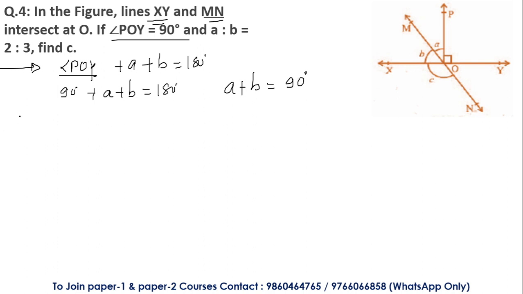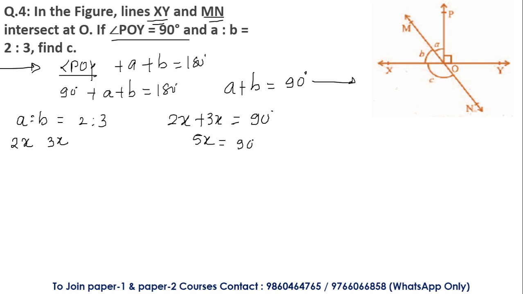Now in the given question they have given us the ratio A is to B is equal to 2 is to 3. Let us consider the angle A as 2x and the angle B as 3x. So the summation of A plus B, as we have found over here, is equal to 90 degrees. If I solve this, I'll get 5x is equal to 90 degrees. This will give me x is equal to 18 degrees. If I substitute this value of x, I'll get 2x is equal to 18 twos are 36, and 3x is 18 threes are 54 degrees. I'll get the respective values.